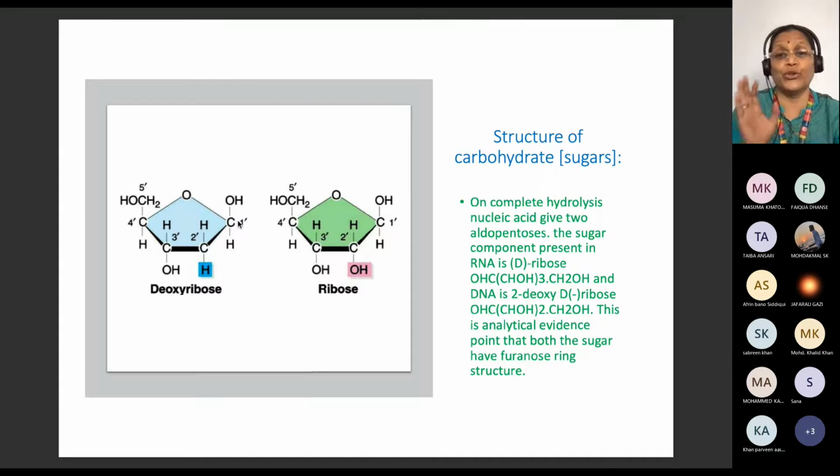The way I told you, sugar. On complete hydrolysis, nucleic acid gives aldopentoses. This sugar component present in RNA we call D-ribose. What is the formula for that? CHO at the top, CHOH three times, and CH2OH.